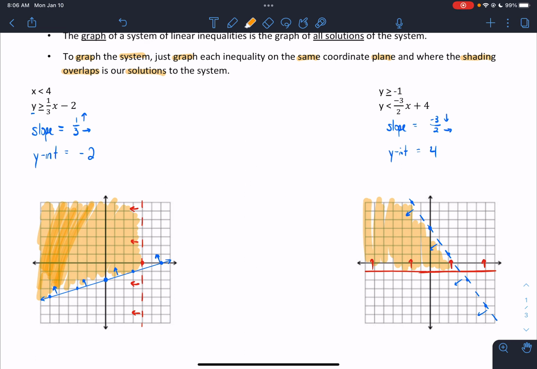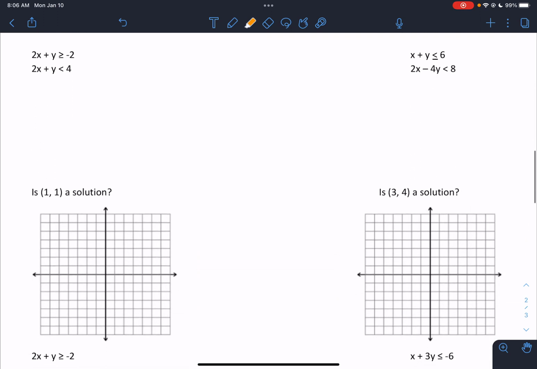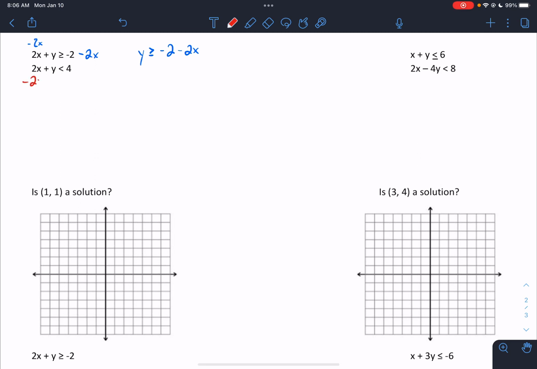I can then go ahead and flip over to the back side of the notes. With these, again, I just have to end up getting y by itself. So in each of these, I'm going to subtract my 2x over to the other side. So I get y is greater than or equal to -2 minus 2x. And then in the other one, same thing, subtract the 2x to the other side.